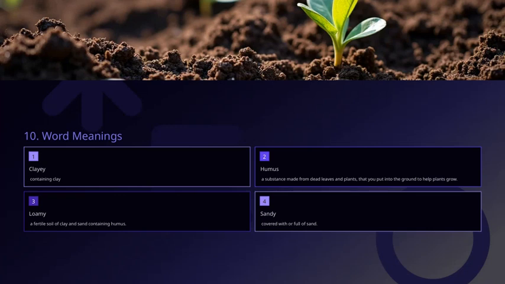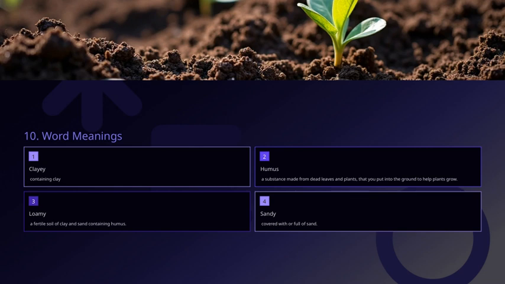Now, let's look at some keywords that help us understand soil types better. First up is clay. Clay soil is simply soil that contains a lot of clay, which makes it quite dense and sticky when wet. Next, we have loamy. Loamy soil is considered ideal for growing plants because it's a mix of clay and sand with some humus, making it very fertile and rich in nutrients.